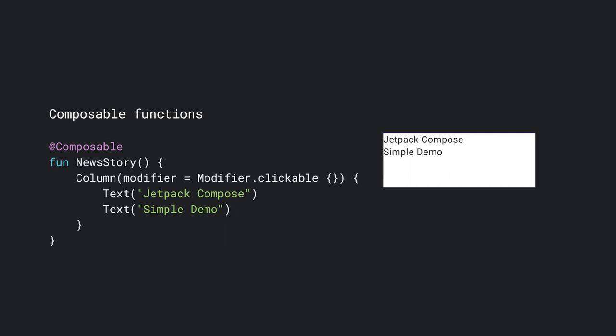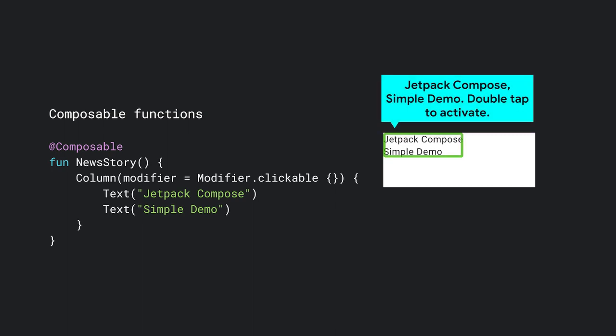Here is an example of a simple composable function. It has two text elements vertically aligned in a column. The UI will look like this picture. Additionally, we've added a clickable modifier to make this UI clickable. In Compose, we use modifiers to change the behavior of composables. Most built-in composables like text or button have accessibility support out of the box. In this example, when we enable TalkBack and focus on the column, it will say Jetpack Compose, simple demo, double tap to activate.